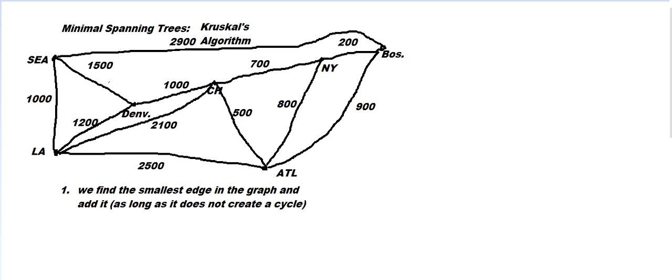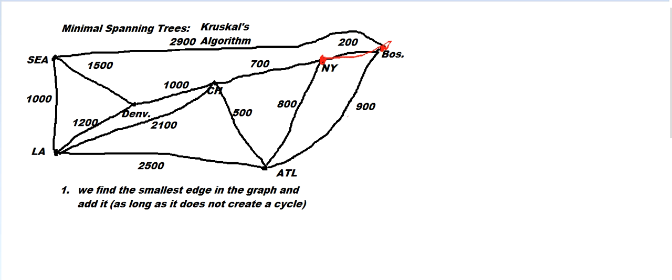So let's look at all these edges. What is the smallest here? It's 200 from New York to Boston. Is there any smaller? I don't see any smaller. So we add that one. Okay, let's do this in red. So we add New York to Boston.